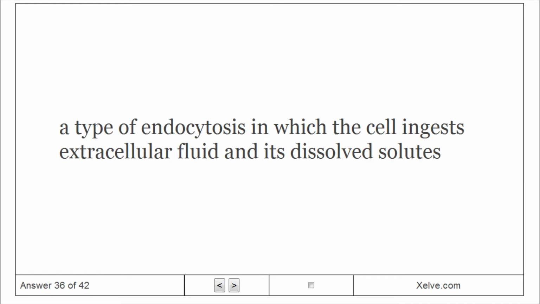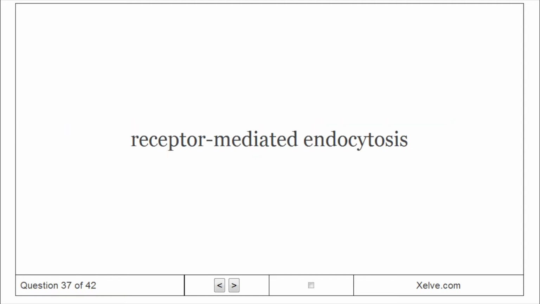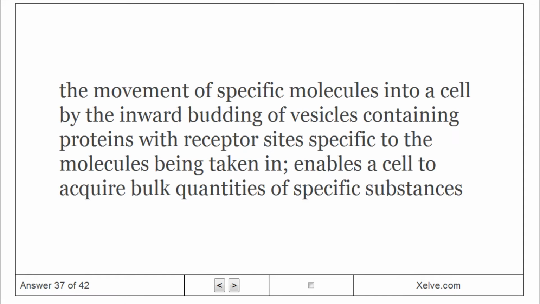Pinocytosis, a type of endocytosis in which the cell ingests extracellular fluid and its dissolved solutes. Receptor-mediated endocytosis, the movement of specific molecules into a cell by the inward budding of vesicles containing proteins with receptor sites specific to the molecules being taken in, which enables a cell to acquire bulk quantities of specific substances.